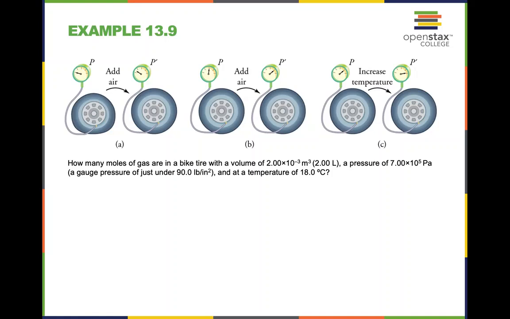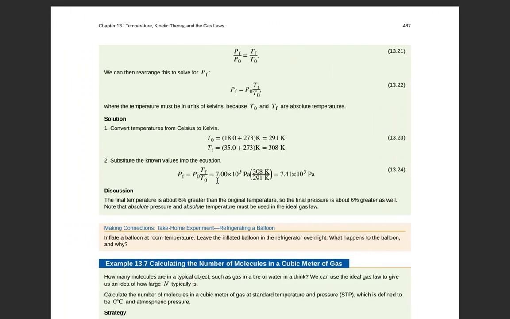So now, same example, how many moles of gas are in a bike tire with a volume of 2 times 10 to the negative third meters cubed, so about 2 liters, a pressure of 7 times 10 to the 5th pascals, a gauge pressure just under 90 pounds per inch squared, and at a temperature of 18 degrees Celsius.